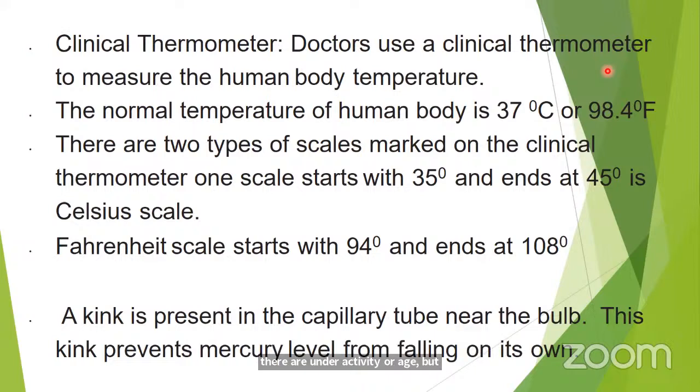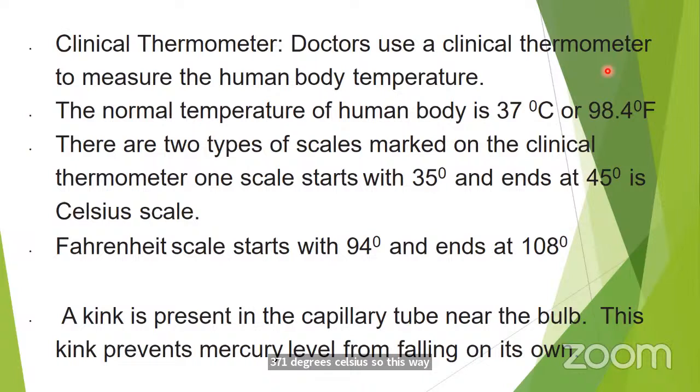But usually on the average, it is generally accepted as 98.6 Fahrenheit or 37 degrees Celsius. Some studies have shown that the normal body temperature can have a wide range, that is 97 degree Fahrenheit to 99 degree Fahrenheit, that is around 36.1 degrees Celsius to 37 degrees Celsius. So this way human temperature can be seen.